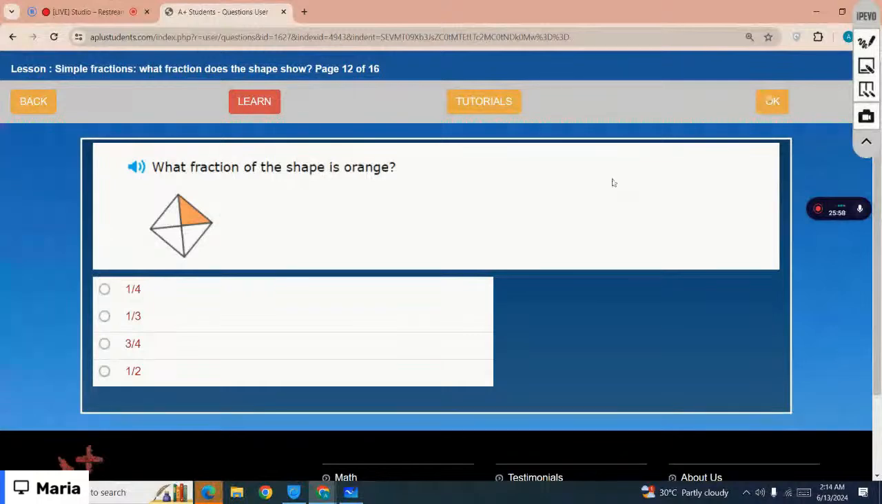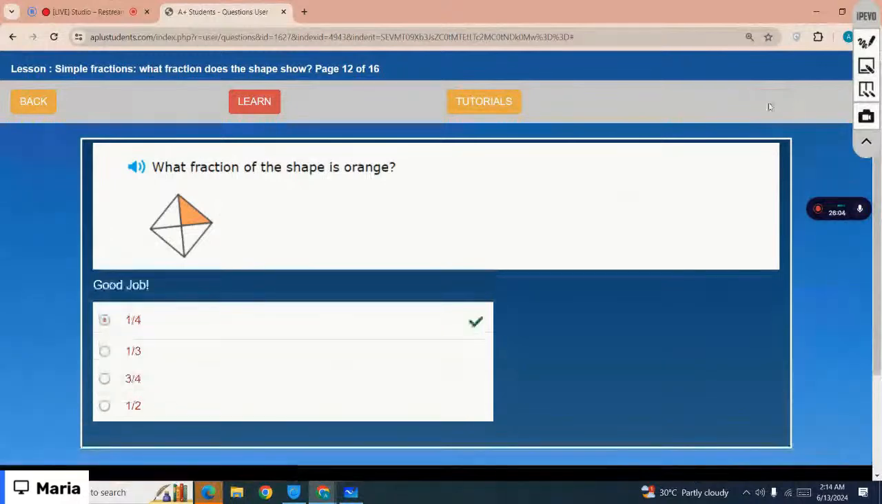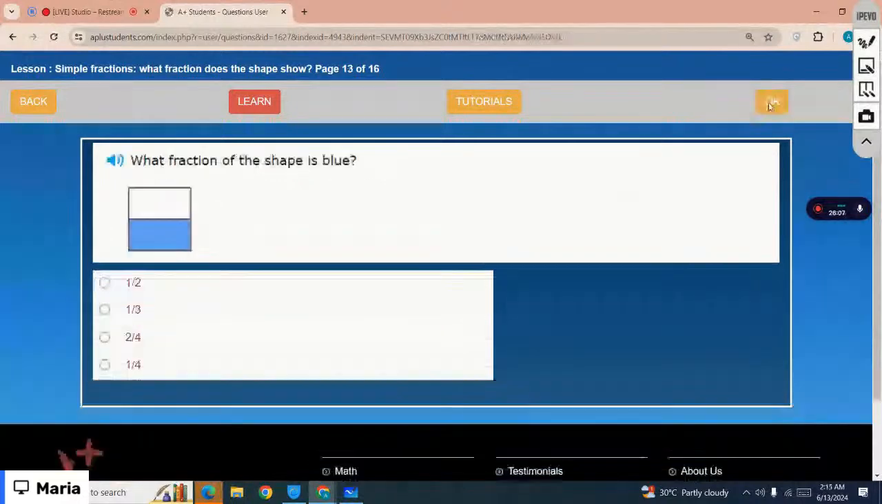Yes, that is 1 out of 4 because the shape has 4 portions, only one of them is colored. Got it? Hello, can you hear me?